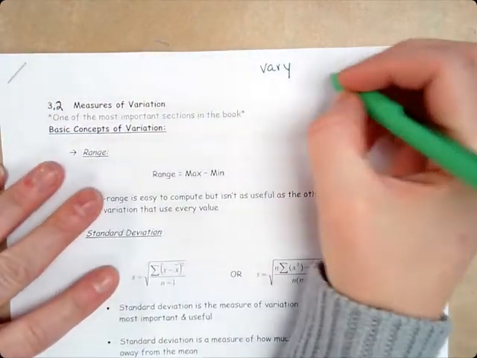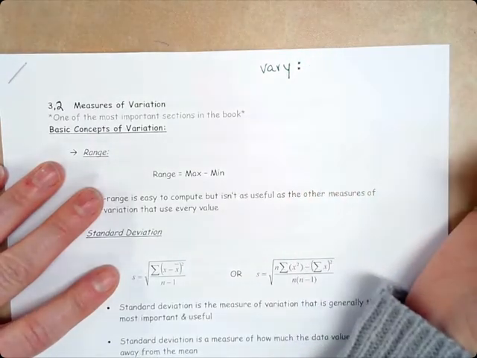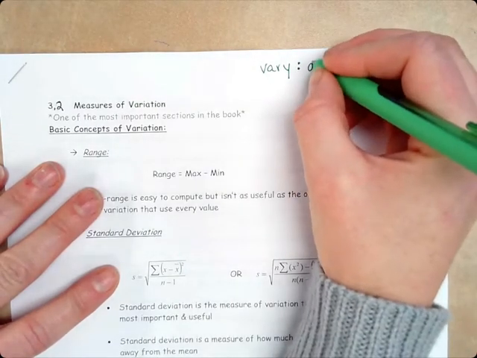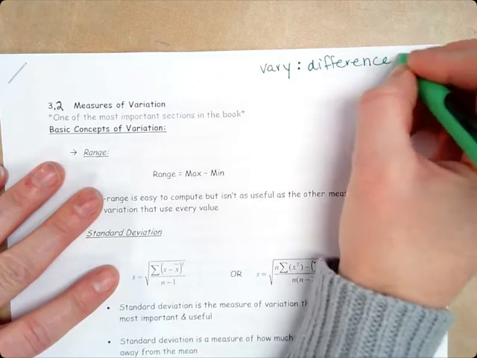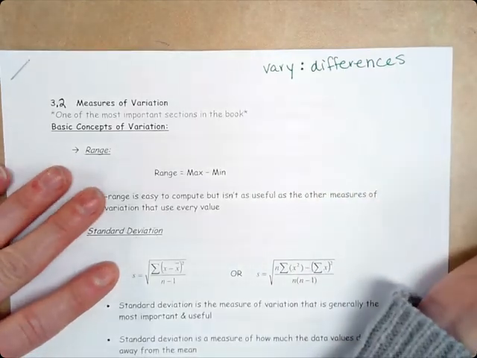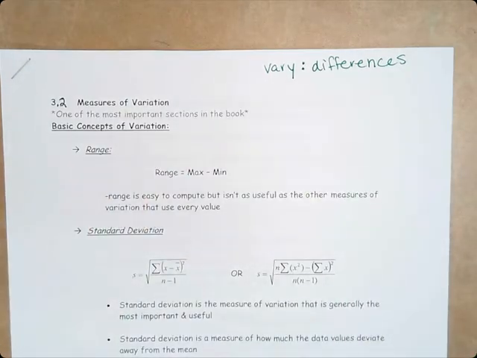Vary means how different they are. Differences. So if I say my kids vary a lot from each other, that means that they're a lot different. Or my kids do not vary much. Do not vary. Their qualities are not varied.